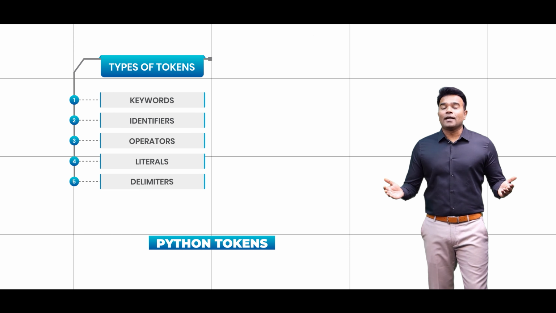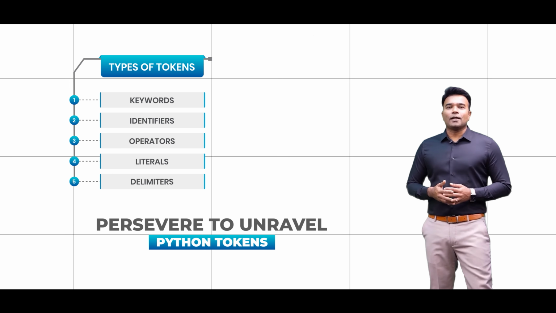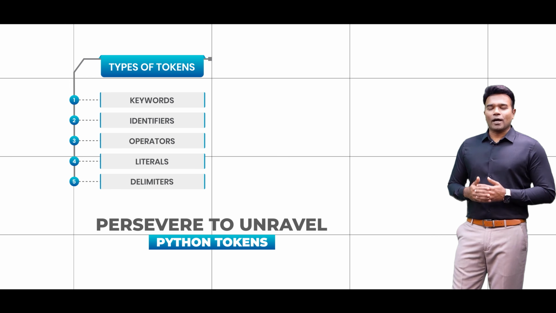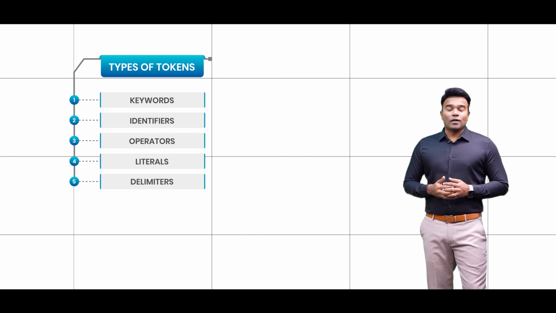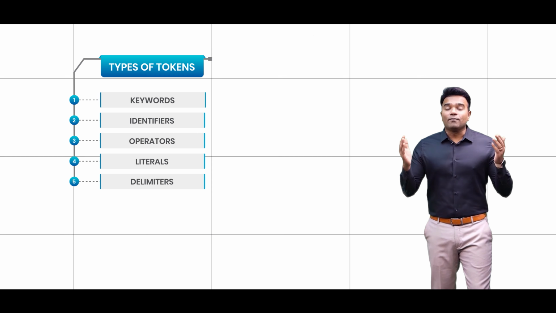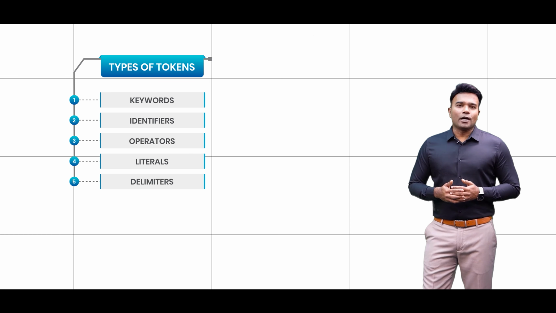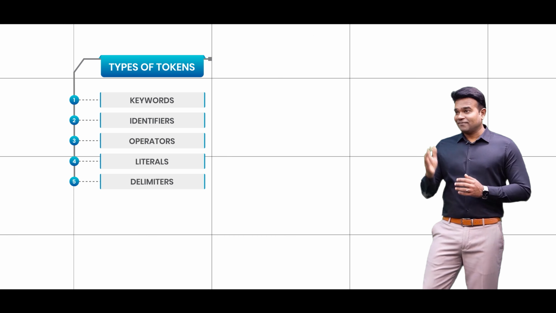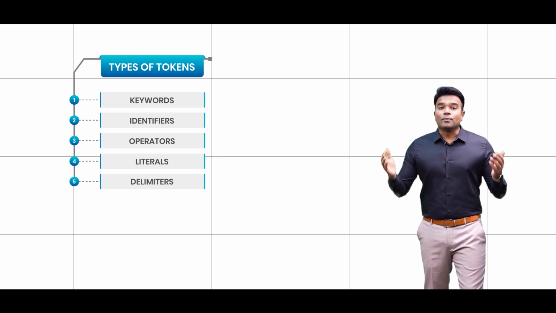Anyway, I shall be taking up each one of these tokens in great detail and explaining it to you. But at this point in time, what I really want you to understand is that Python does not contain just one type of token. Rather, these are the 5 different types of tokens that are there in the Python programming language. And now it's time for me to dive deep into each type and explain it to you in great detail. So let me proceed.